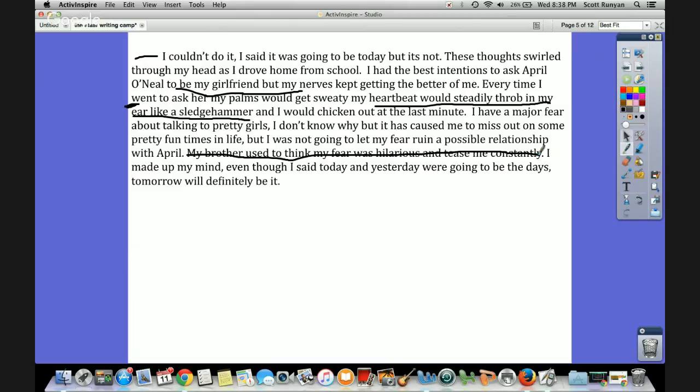And then at the end, I said today and yesterday were going to be the days, but tomorrow will definitely be it, right? At that point, when I finish this paragraph, you don't know if I'm going to succeed or not. Is April going to be my girlfriend? Is she going to say, heck no, get away from me, right? We have no idea.